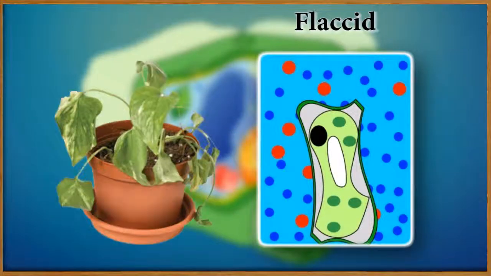In a concentrated solution, the plant cell will also lose water by osmosis. The cell will become floppy, called flaccid.